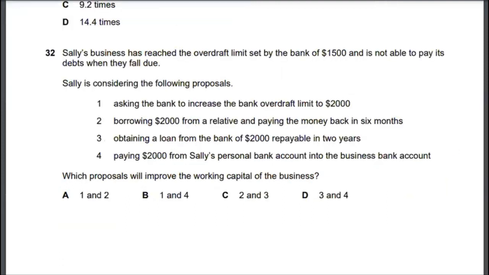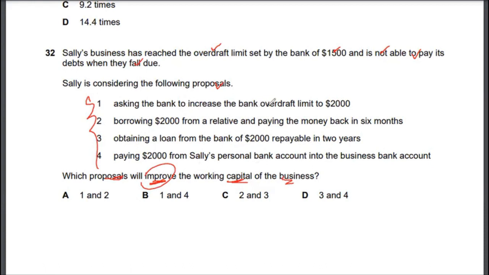Let's look at multiple choice 32. Sally's business has reached the overdraft limit set by the bank of $300 and is not able to pay its debts when they fall due. Sally is considering the following proposals. Which proposals will improve the working capital of the business, right? So any proposal between 1 and 4 that will improve the working capital of the business.